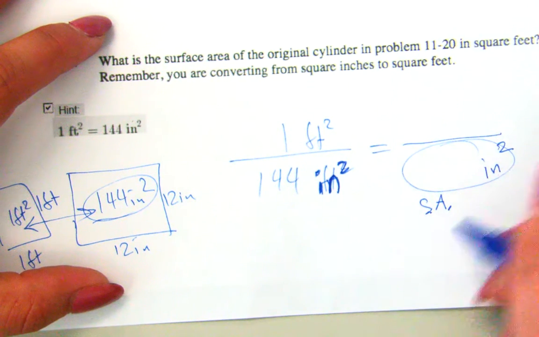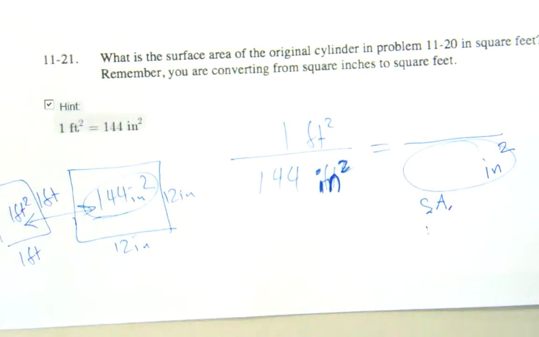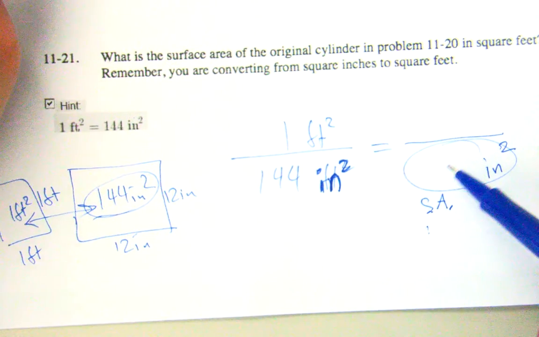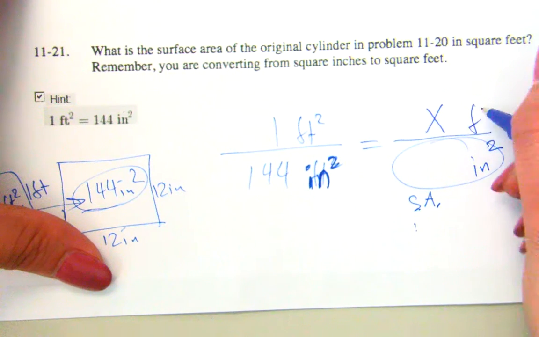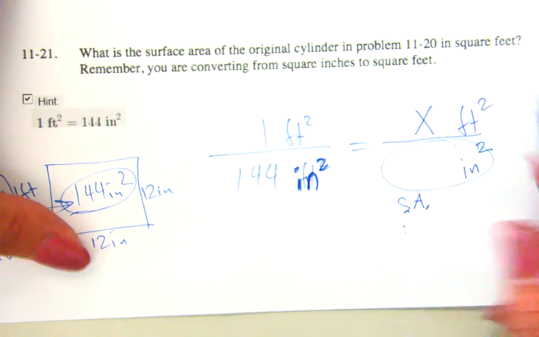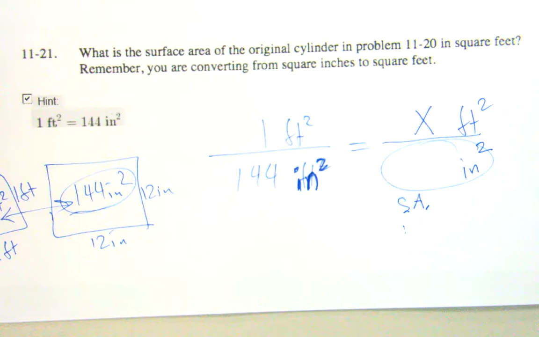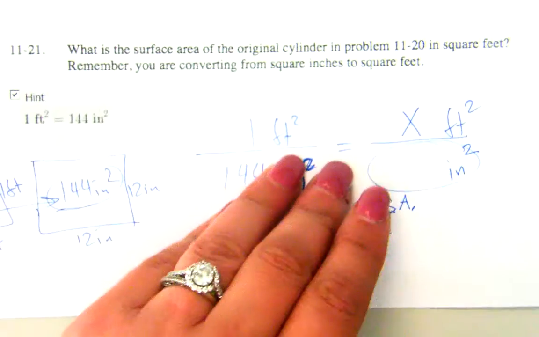Your surface area of your cylinder from number 20. So whatever you found for the surface area of your cylinder in number 20 needs to go here. And the question is, what is it in feet squared? So you need to solve a proportion right here. You should be able to handle that. Okay, and number 22.